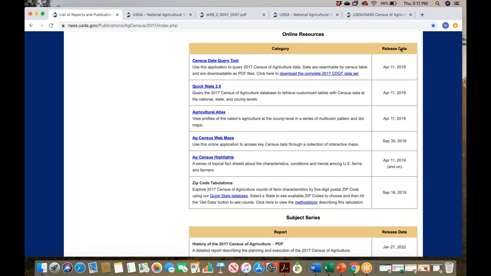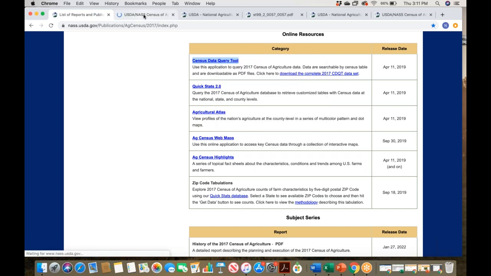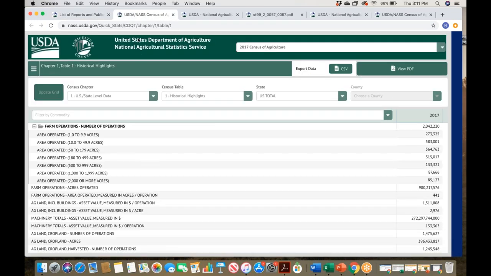You can always look here in the release date. If something is not available yet, it'll tell you the target date for a release. So the census data query tools, kind of what we used before, I'm going to open it in its own special window. And this just starts from the beginning.